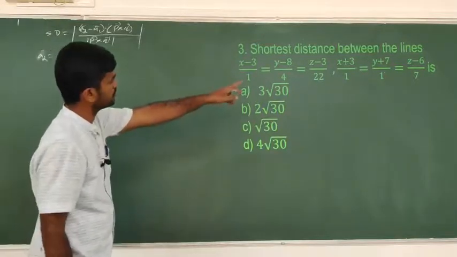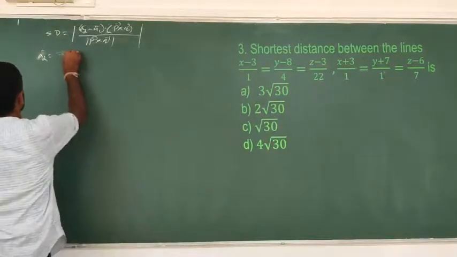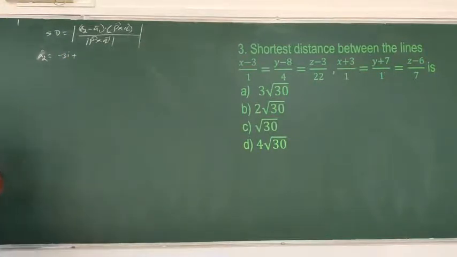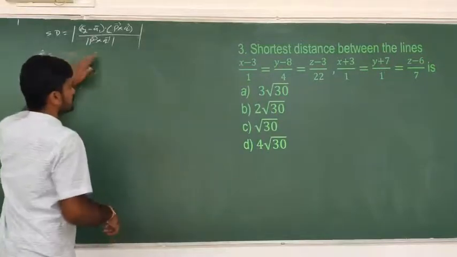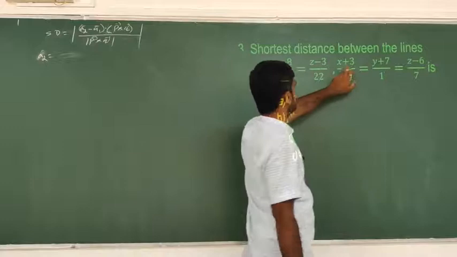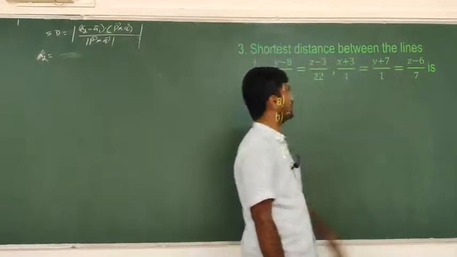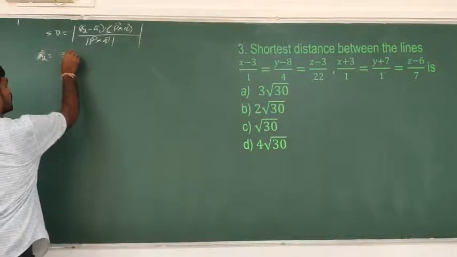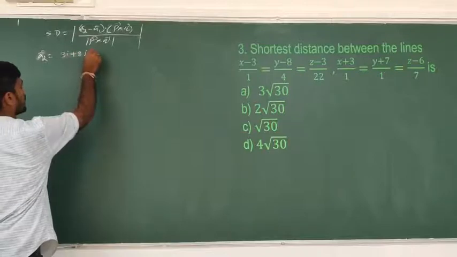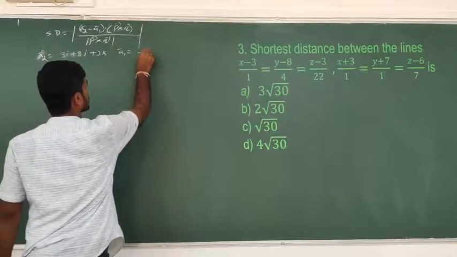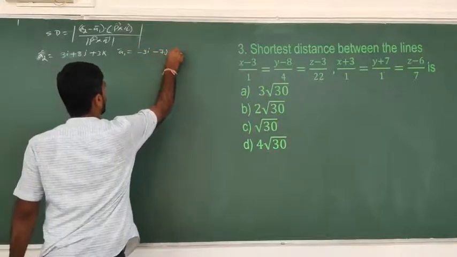Consider this as a2. So this line passes through the point (3, 8, 3), and this line passes through the point (-3, -7, 6). So vector a2 is 3i plus 8j plus 3k, and a1 is minus 3i minus 7j plus 6k.